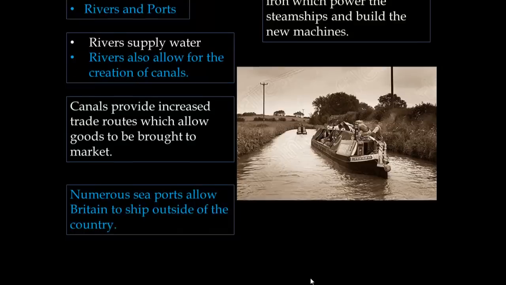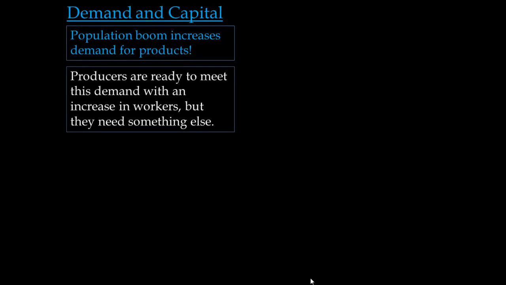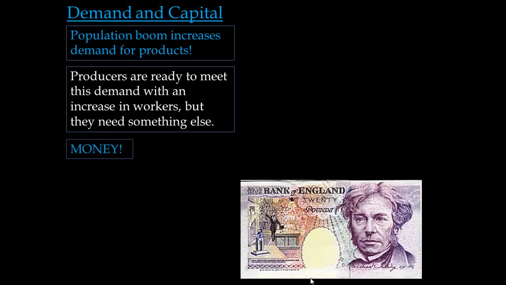But there are more factors than that. One of the major ones is demand and capital. As the population of Britain goes up, there's a higher demand for products. More people, they want more products. And producers are ready to meet this. They want to produce more. They want to make more money. But they need something else in order to produce more goods. And that's money.